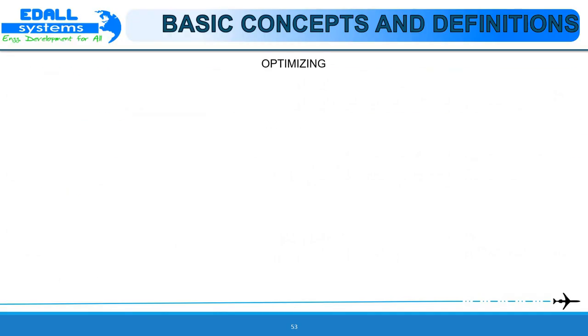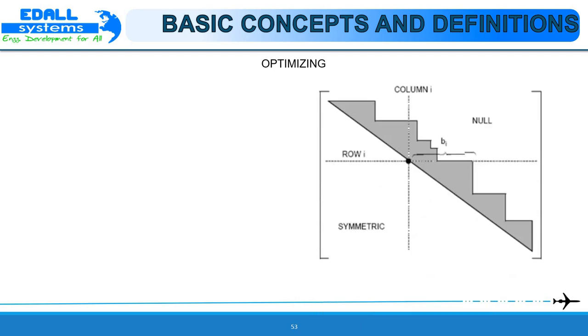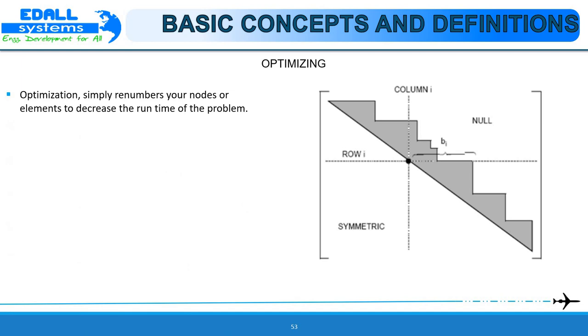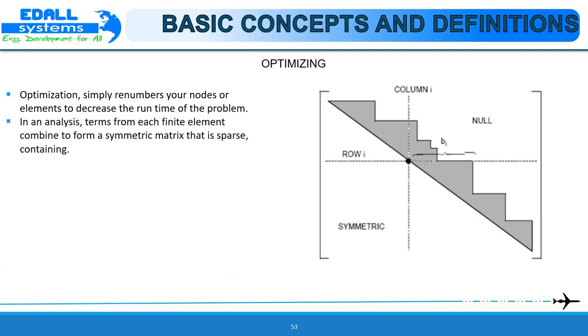Optimizing. No matter how the finite element model is created, either by mesh or by direct finite element modeling, there is one short, painless operation that can speed up the analysis substantially. This operation is known as optimization, simply renumbering your nodes or elements to decrease the runtime of the problem. Other solvers are based on a similar criteria of wavefront, based on the number of active columns in the row.